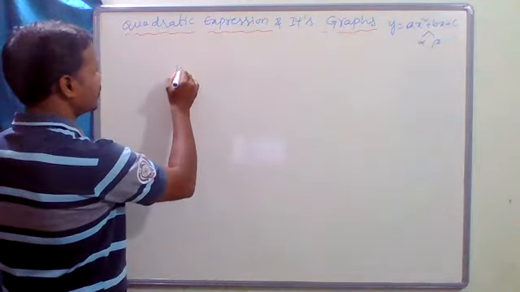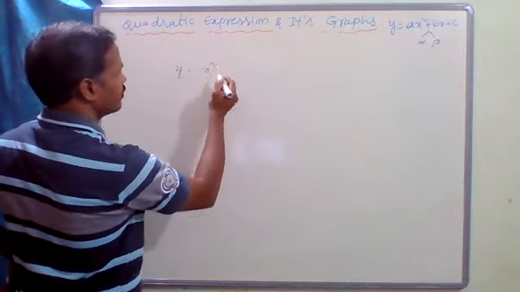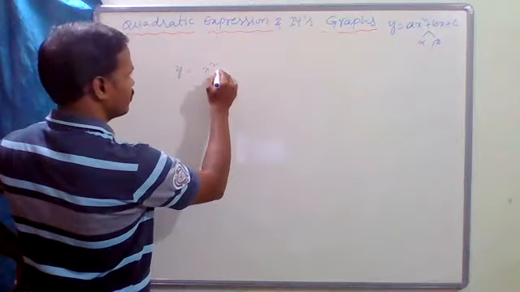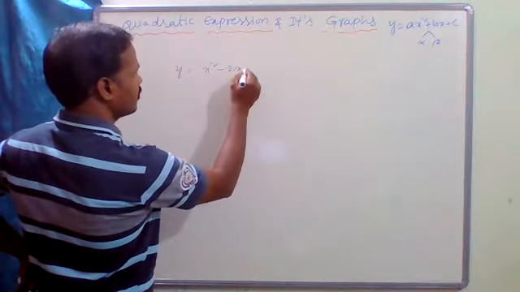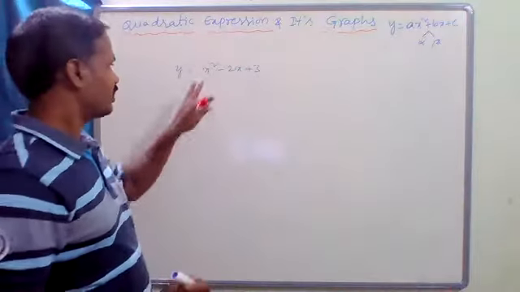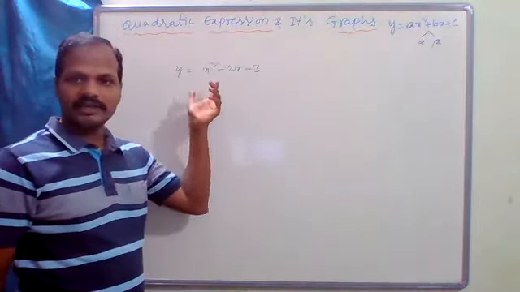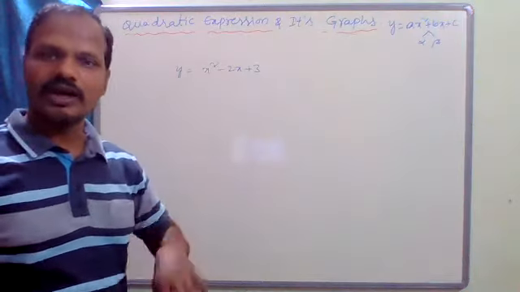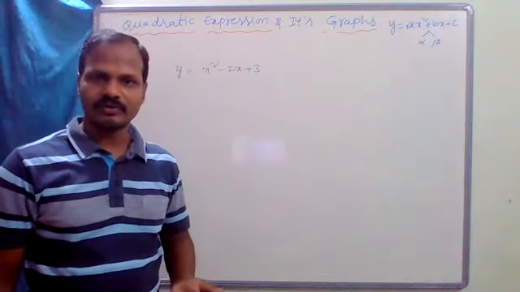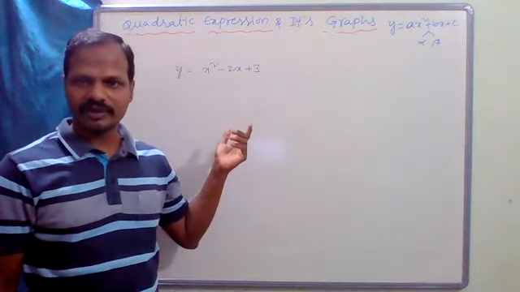So suppose the given expression is y equal to x square minus 2x plus 3. Okay, so this is the quadratic expression. Let me know whether it has maximum value or minimum value.